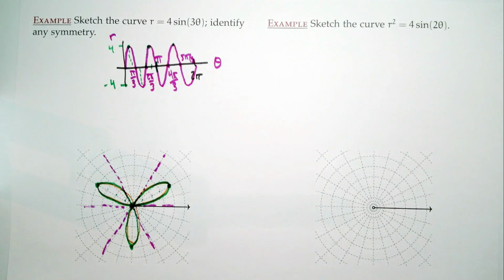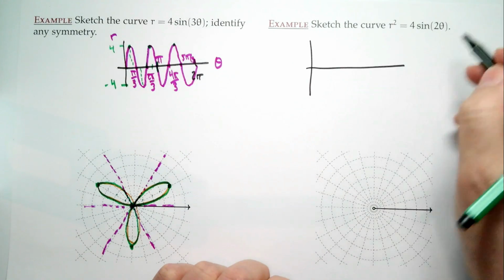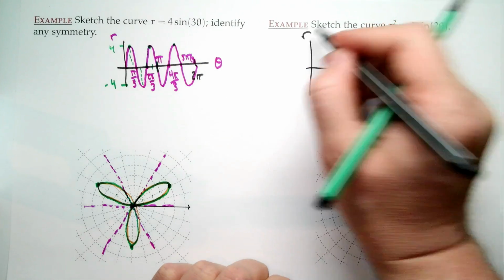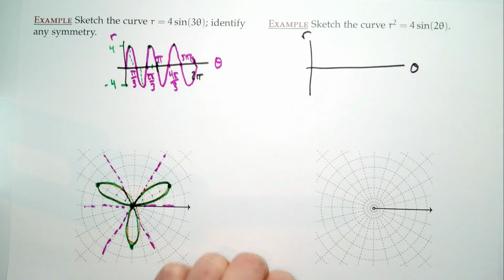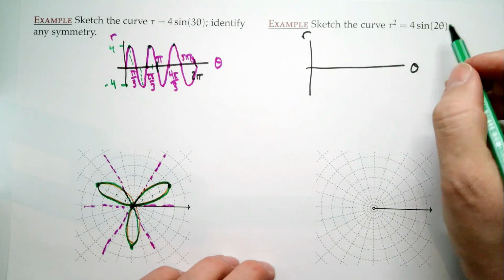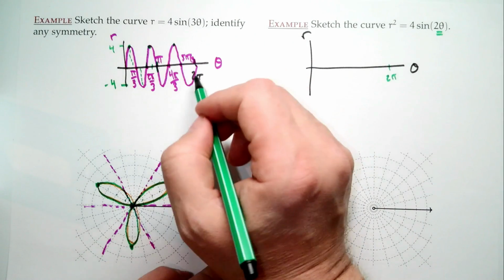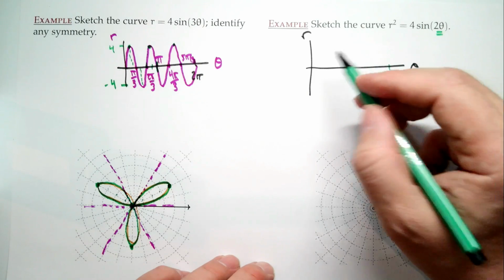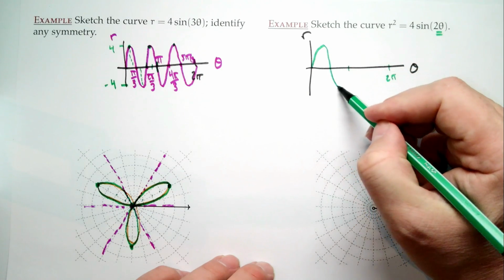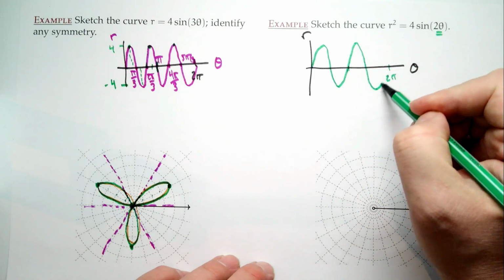Okay. r squared equals 4 sine of 2 theta. Well, all right. Let's see. So let's just first start by graphing theta and r, and let's just graph 4 sine of 2 theta. We're not going to do r squared, we'll just do 4 sine of 2 theta. Okay, well, if we go up to 2 pi, the sine of 2 theta, over here we said we're going to repeat it 3 times. This says we'll repeat it twice. So we're going to go up and down, and up and down.